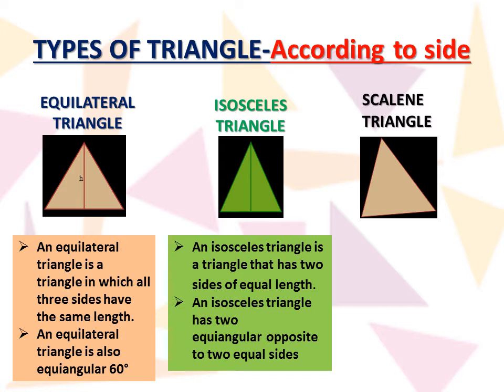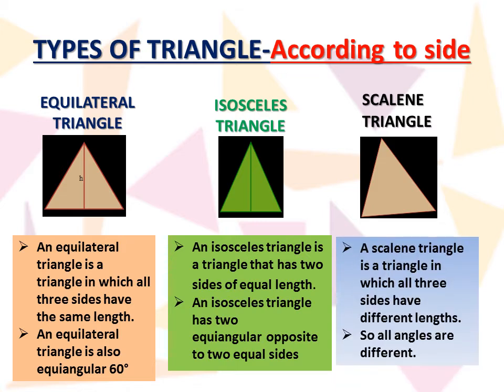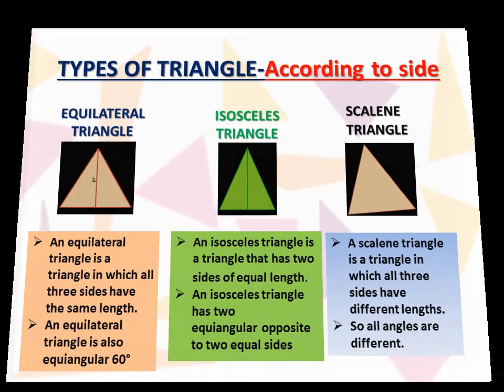Then the third one is the scalene triangle. In a scalene triangle, all three sides are of three different lengths. Here, these two lengths are the same and the third one is not similar, but the two are equal. In this, all the three lengths of the triangle are different.